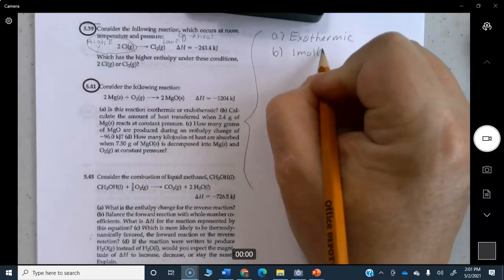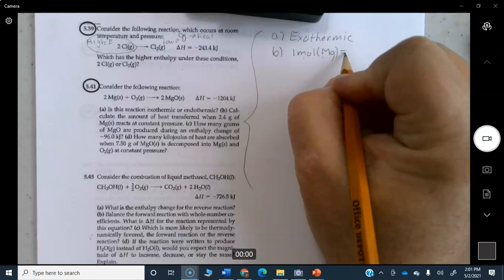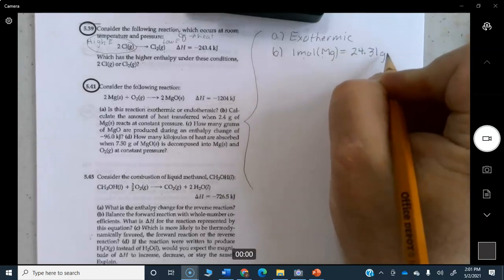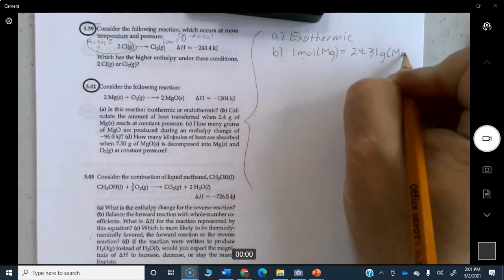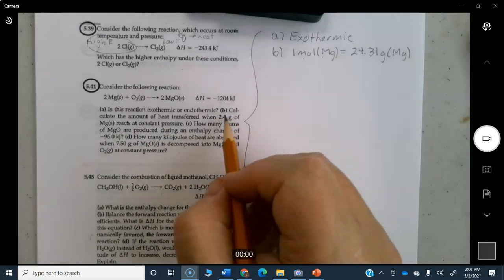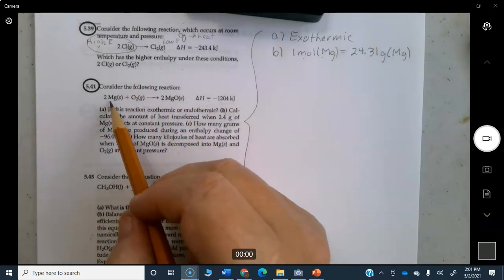And you always have unit of measure and substance. So moles of magnesium equals, and that's grams of magnesium. Okay? So you have grams here of magnesium. You need to convert it to moles. Why? Because chemical equations only understand the language of moles.